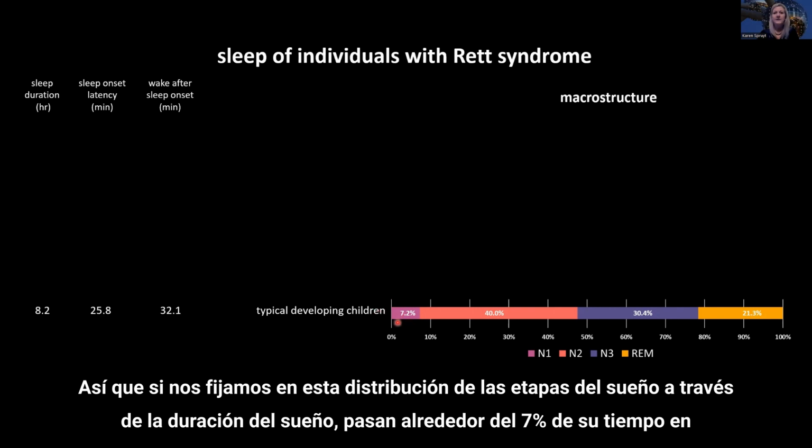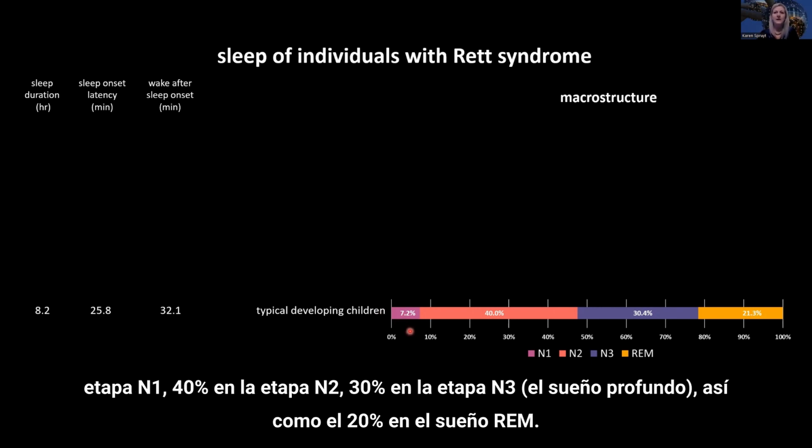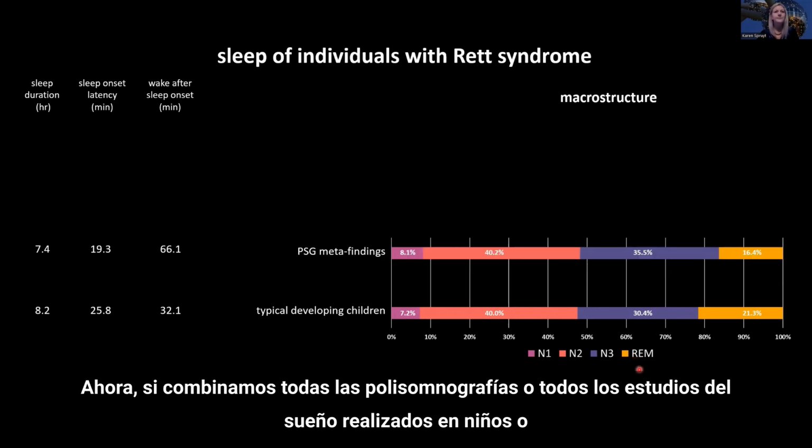So if you look at this distribution of the sleep stages across the sleep duration, they spend around 7% of their time in stage 1, 40% in stage 2, 30% in stage 3, the deep sleep, as well as 20% in the REM sleep.